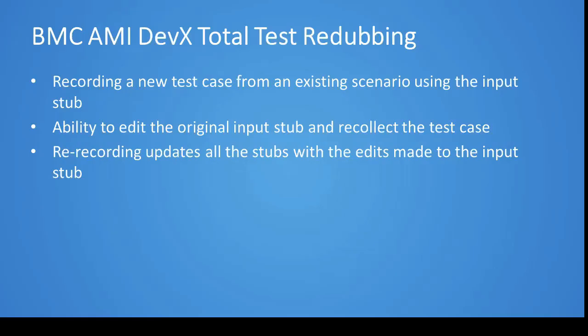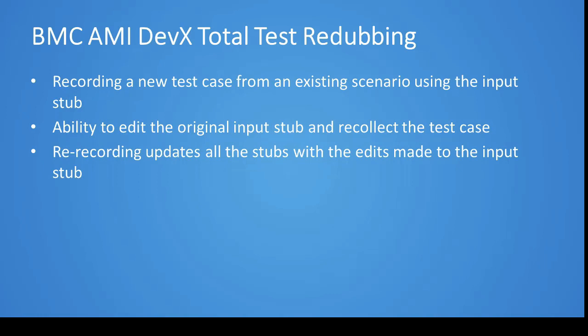In this video, I'd like to talk about the concept of redubbing. Redubbing is the ability to re-record a test case using an existing input stub. This allows the ability to edit the original input stub and then recollect the whole test case. By re-recording the test case using the edited input stub, now you've updated all the stubs in that test case.